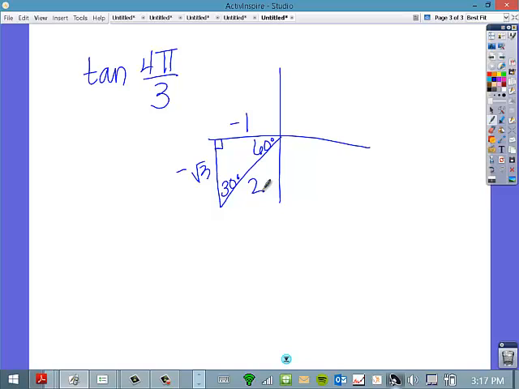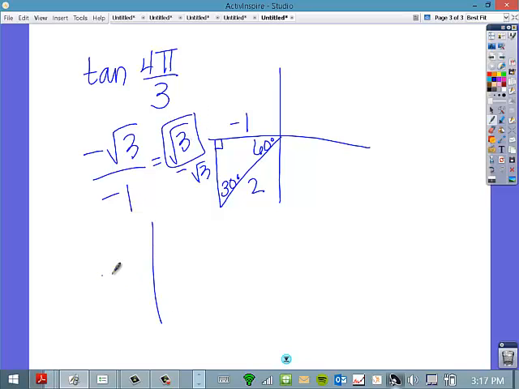So we're trying to find tangent of 4 pi over 3, which would be opposite over adjacent. Negative root 3 over negative 1, which simplifies to positive root 3. Which again, thinking about all students take calculus, tangent is positive in the third quadrant. So our answer makes sense.